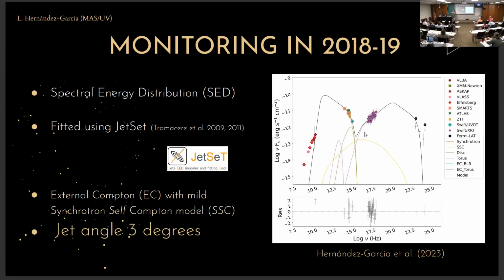And with all this data, we built the spectral energy distribution, and we fitted it with the code JetSet. And well, again, I don't want to go into the details of the modeling here, but the important thing is again that the jet angle was constrained to be 3 degrees, so very compatible with a blazar.